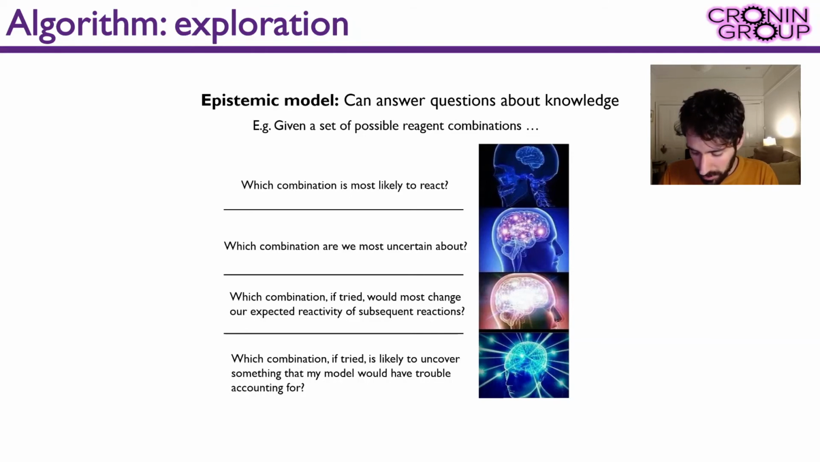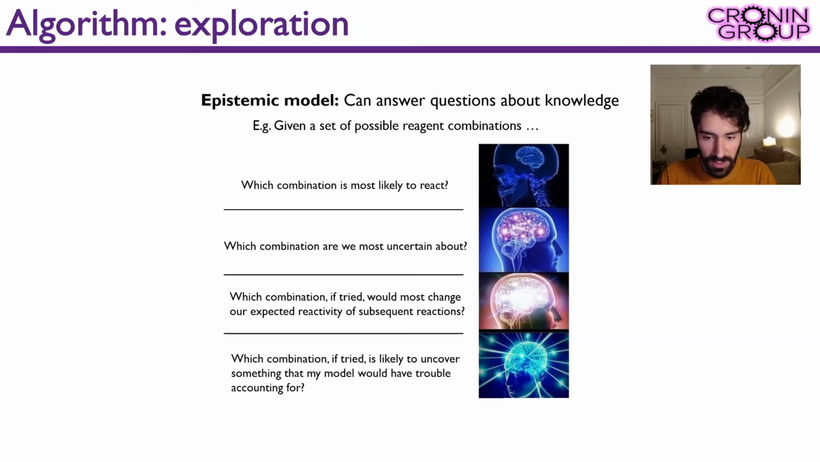What a lot of these automated platforms concentrated on, including our own work, was what is likely to react. So we're just looking for new reactions or things that are reactive, hoping that we'll find something interesting. But a lot of the time these reactive combinations could be quite boring. So a higher-level, more interesting question is, which combinations are we uncertain about? Because answering those will give us more information, right?